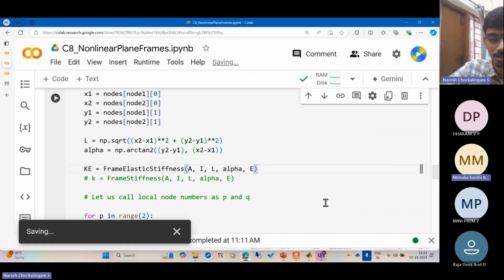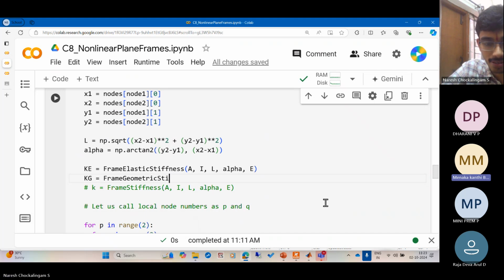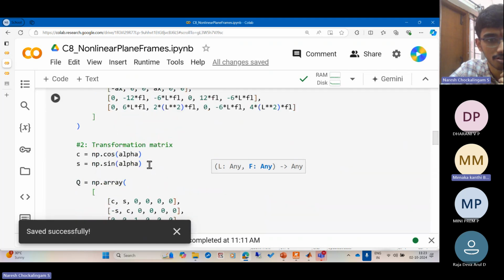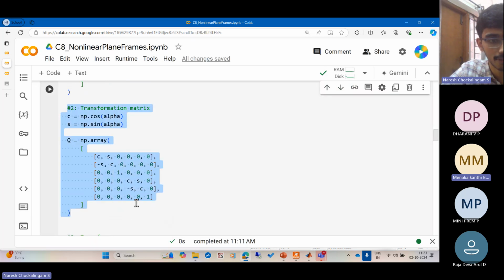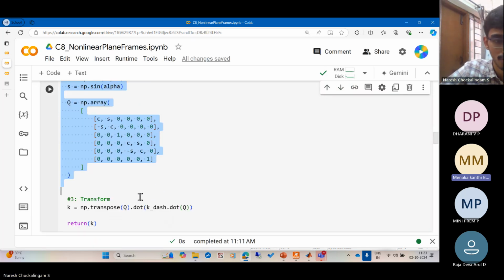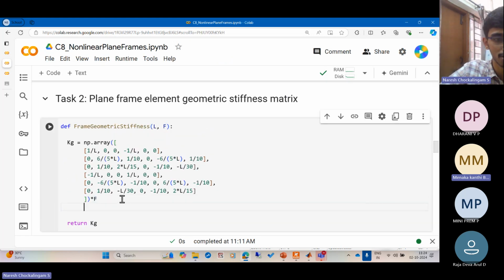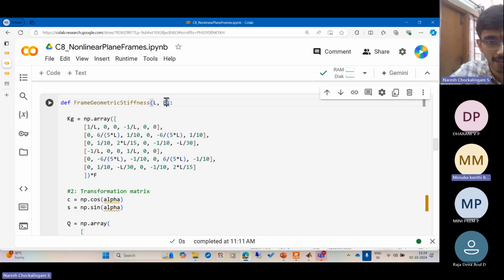Similarly, K geometric is frame geometric stiffness of, what it depends on, L and F. Now we should also do the transformation here. Whatever we did for elastic stiffness, do it for the geometric stiffness also. Just copy paste it here. In place of KE, just put KG. It will take alpha also as an input.